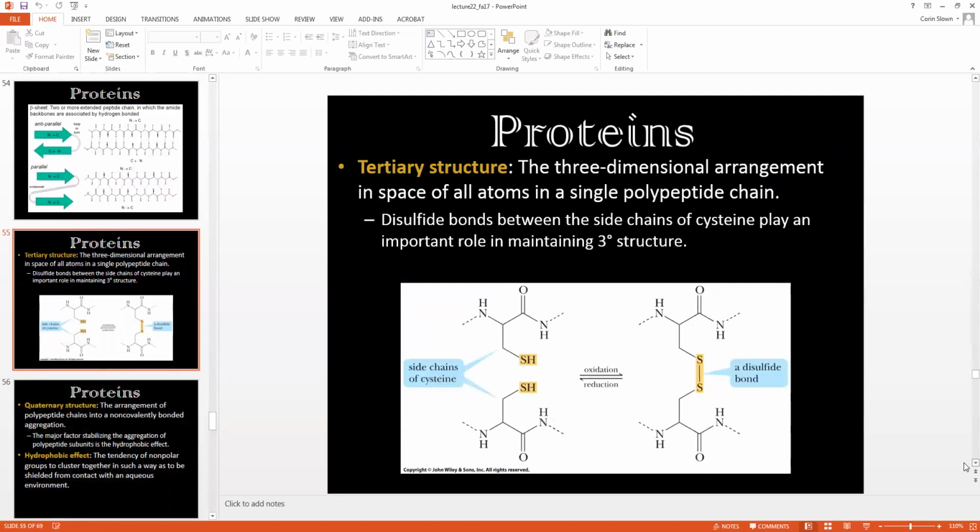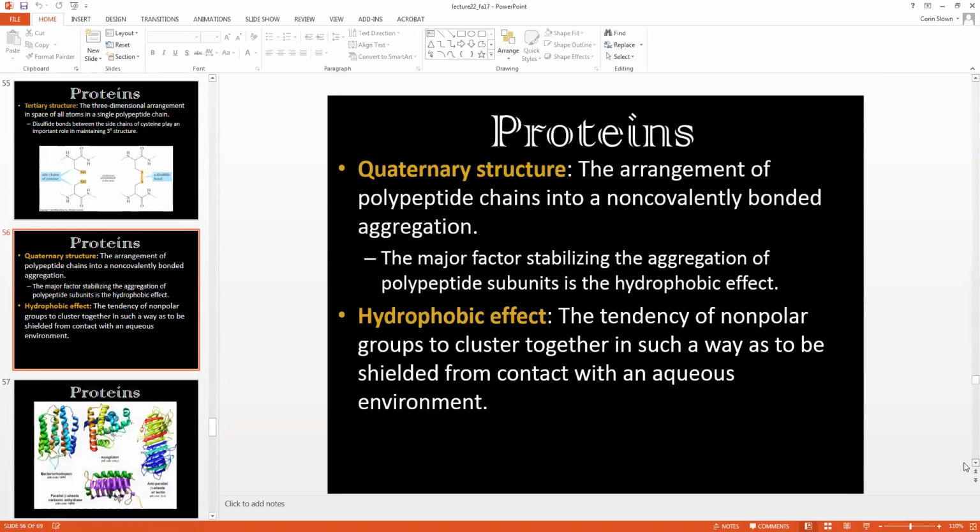Tertiary structure is the 3-dimensional arrangement in space of all atoms in a single polypeptide chain. Disulfide bonds between the side chains of cysteine play an important role in maintaining tertiary structure. The last component of protein structure we're going to talk about is quaternary structure. This is the arrangement of polypeptide chains into a non-covalently bonded aggregation. A major factor stabilizing the aggregation of polypeptide subunits is the hydrophobic effect. The hydrophobic effect is the tendency of nonpolar groups to cluster together in such a way as to be shielded from contact with an aqueous environment.